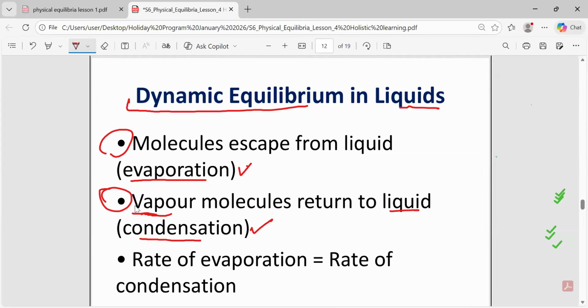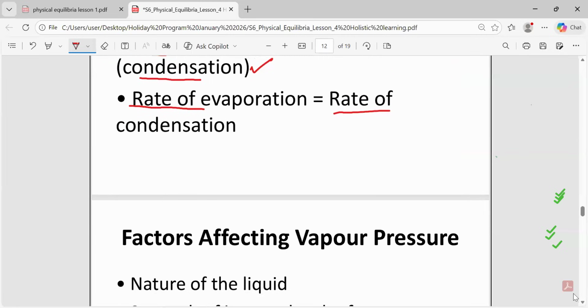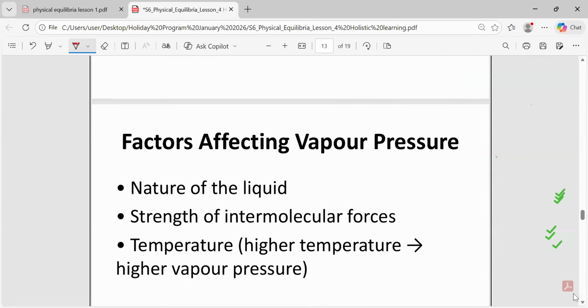When you say dynamic, it is continuing, not constant. It is keeping on taking place. It is not static. So we're saying that these two keep on taking place, and at this point, the rate of evaporation is equal to the rate of condensation. Okay, maybe you can continue to take us through these two factors that affect vapor pressure.